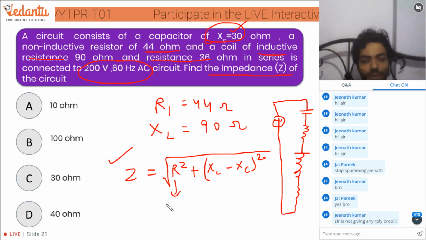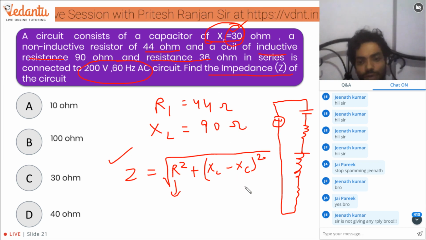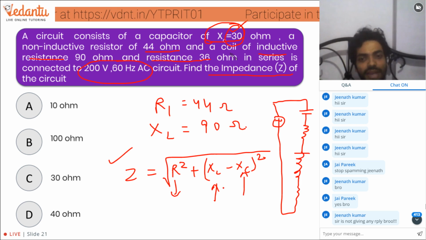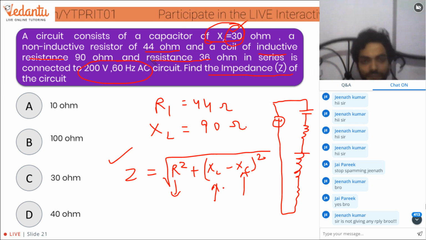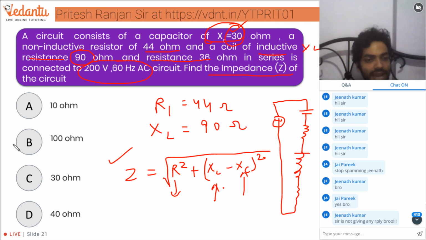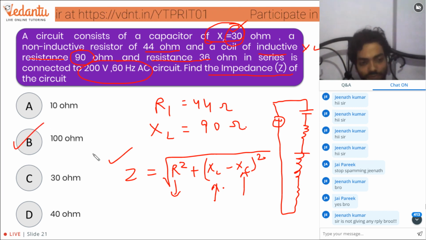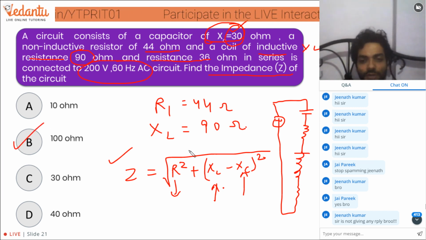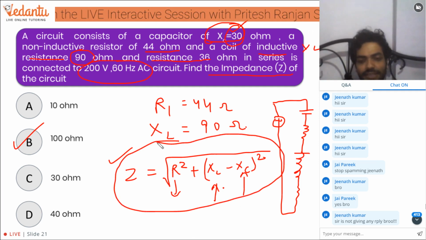So R you all can get by the use of R1 plus R2, because two resistances were present over here. You can put the value of XC over here, you can put the value of XL over here. XL is the inductive reactance of 90 ohm. So you'll get the value accordingly as 100 ohm. So just you have to use the formula for impedance, that is root over R square plus XL minus XC whole square.